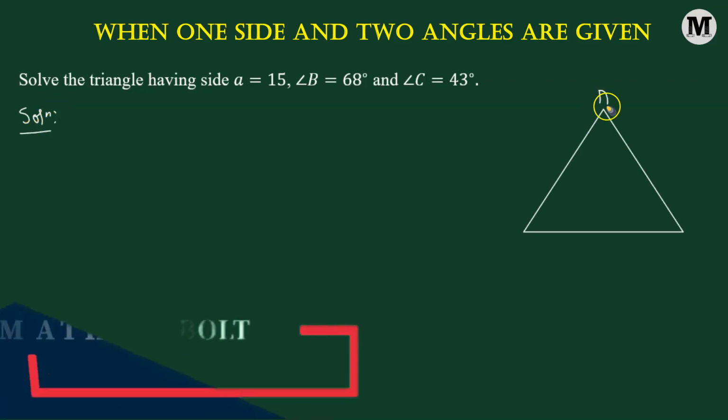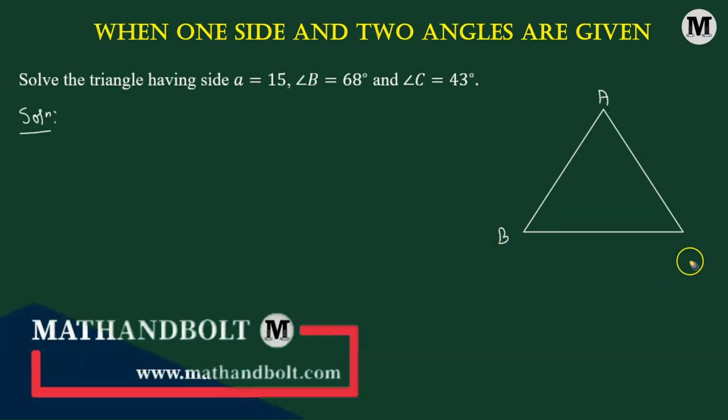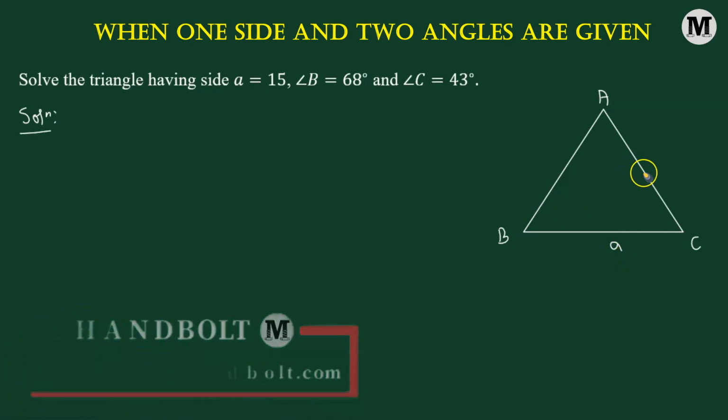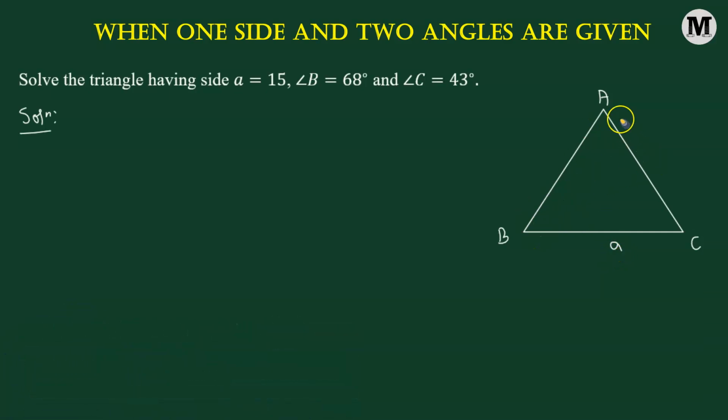So here we have the triangle with vertices A, B and C. The side opposite to angle A, which is BC, is going to be denoted by the letter A in lowercase. Then we have the side opposite to angle B, which is AC, we're going to denote it by the letter B in lowercase. And then the third side is going to be denoted by the letter C in lowercase. So here A is given as 15 units. That means the length of BC is 15 units.